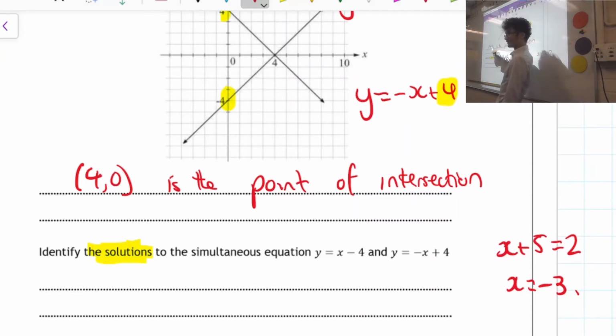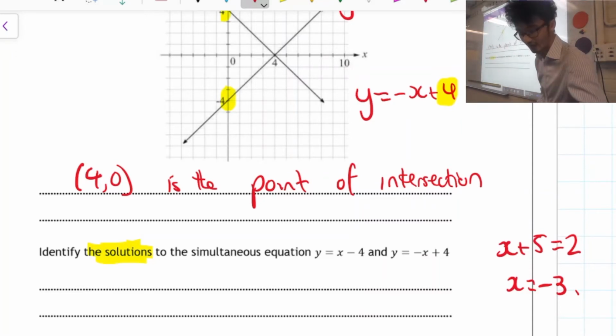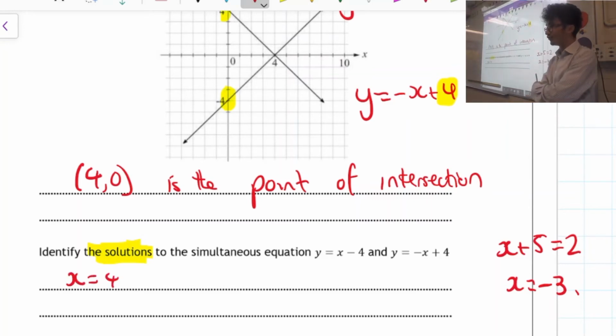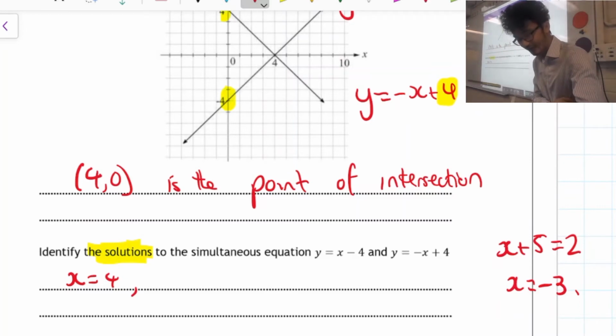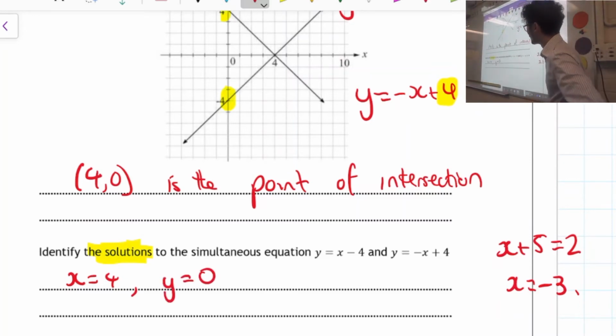This point of intersection is also what we call the solution to the simultaneous equation. The first coordinate is the x coordinate, so x is equal to 4 is the solution for this, and the other solution was y is equal to 0. Let me just show you that algebraically. If you put in x equals 4 here, we get 4 minus 4, which is 0. And the same thing over here: when you put x equal to 4, negative 4 plus 4 is also 0.